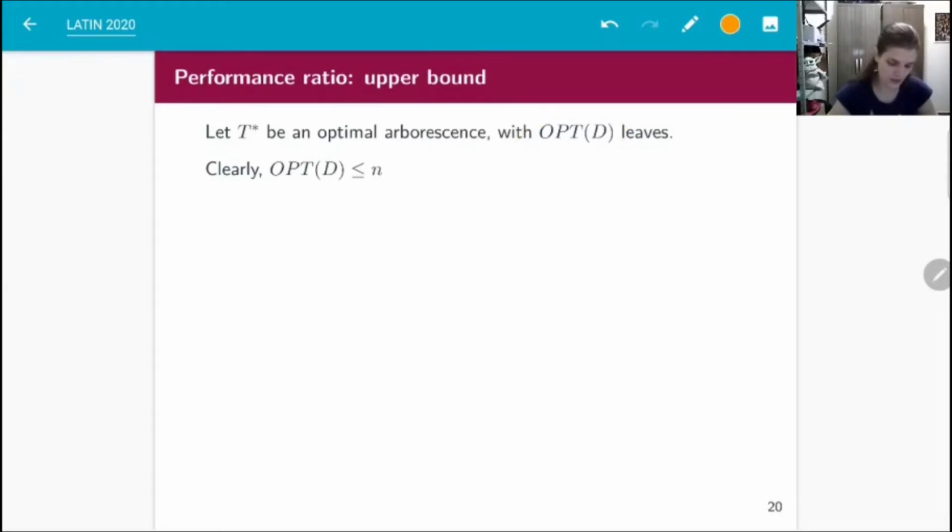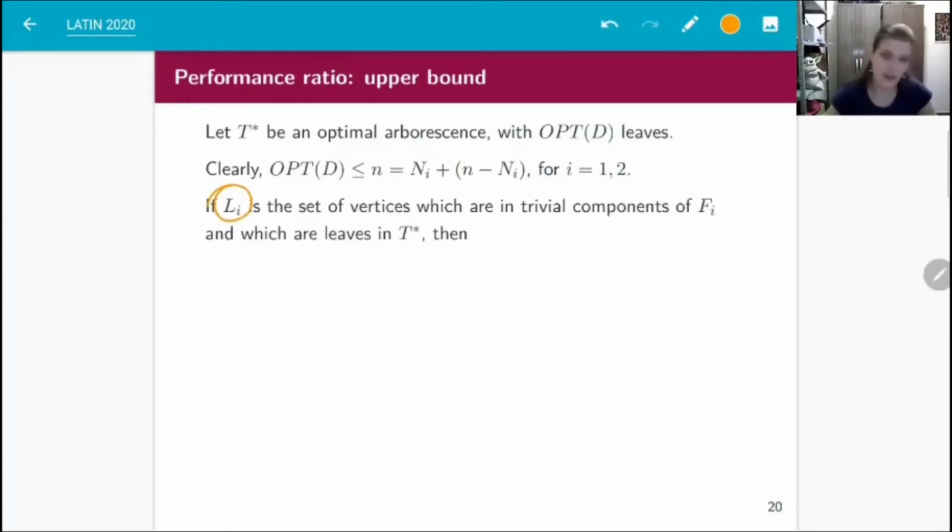Of course, we know that there cannot be more leaves than the number of vertices themselves, but notice that the number of vertices can be written as the number of vertices in non-trivial components plus the number of vertices in trivial components. If Li is the set of vertices which are in trivial components of the forest Fi and are leaves of an optimal forest, then we know that the optimal solution cannot have more than the number of vertices in non-trivial components plus this number Li of vertices that are leaves in trivial components. Now that we improve this part of the expression, we will improve this part here.